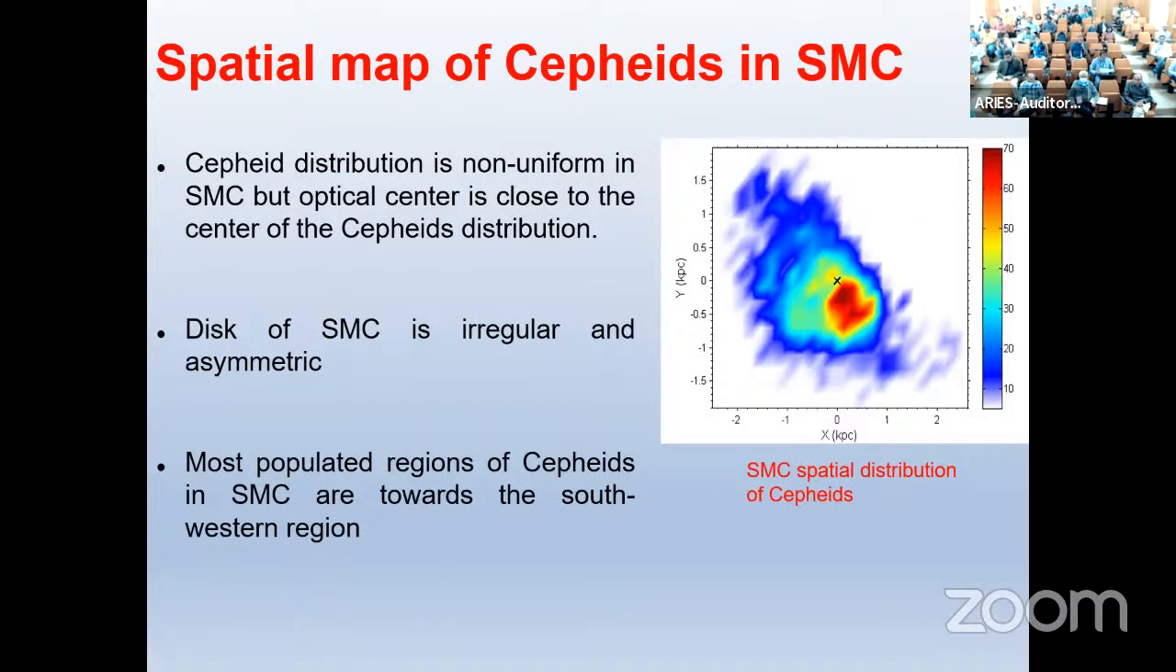Similarly, you go to the SMC and you have this kind of structure. When you see the SMC in optical, you have the center here. But when we looked at the spatial distribution of Cepheids in the SMC, we found the concentration is not at the center; it is slightly off center, as you can see here. So we did this spatial distribution of the LMC and SMC, and we realized that the center of these Cepheid variables is not exactly at the center. These are not concentrated on the core center part of these galaxies, but inside the galaxy.